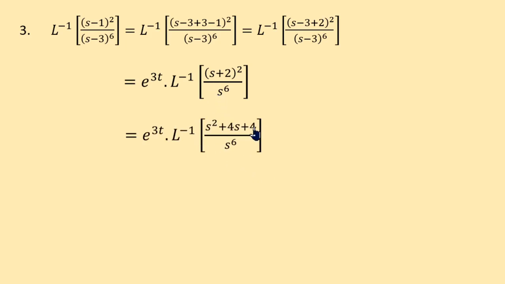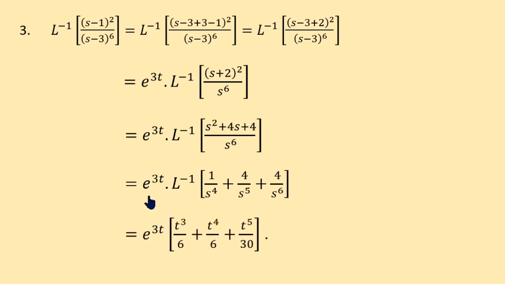So s square plus 4s plus 4 by s power 6 means s square by s power 6 is 1 by s power 4 plus 4 by s power 5 plus 4 by s power 6. And we know that L inverse of 1 by s power n is t power n minus 1 by n minus 1 factorial. Therefore, inverse of 1 by s power 4 is t cube by 3 factorial plus 4 into t power 4 by 4 factorial plus 4 into t power 5 by 5 factorial.